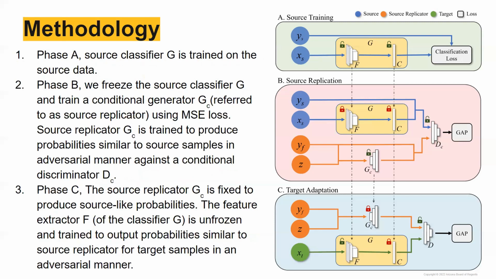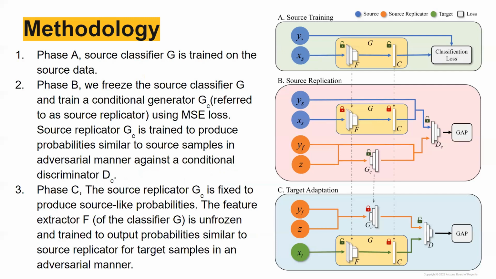How GAP works is first in phase A, we train a classifier on the source data. Next, in phase B, we freeze the source classifier and use a conditional GAN framework to train a conditional generator that can mimic the source probability distribution for each class.